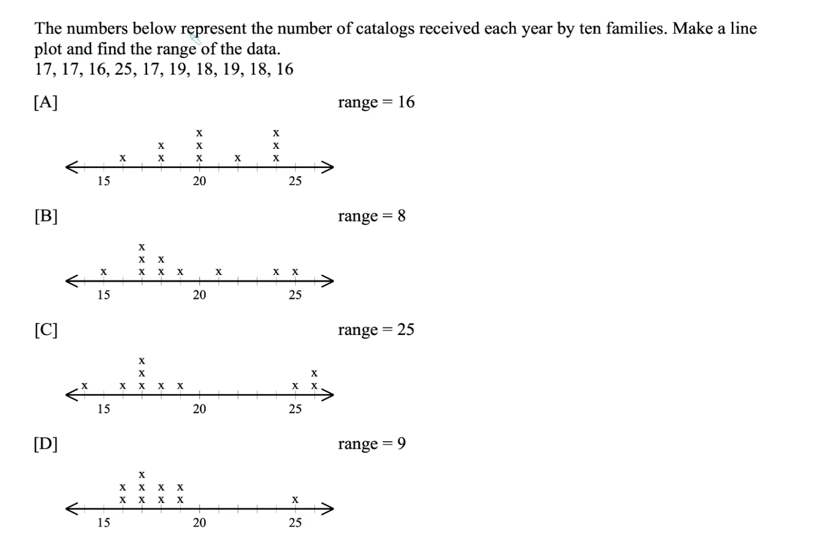The numbers below represent the number of catalogs received each year by 10 families. Make a line plot. So again, they can say dot plot or line plot. They both mean the same thing. And then they ask us to find the range of the data.